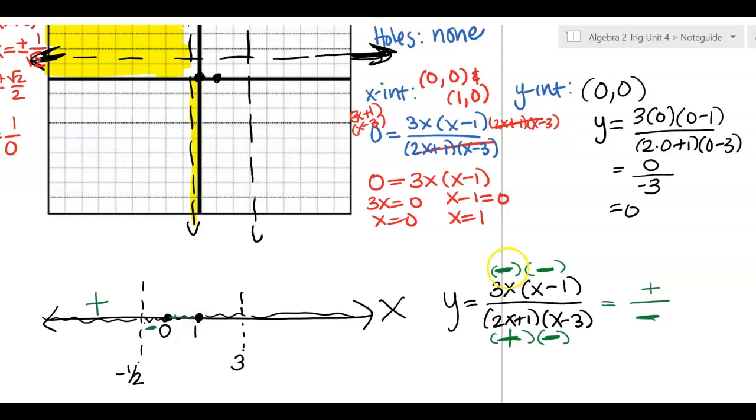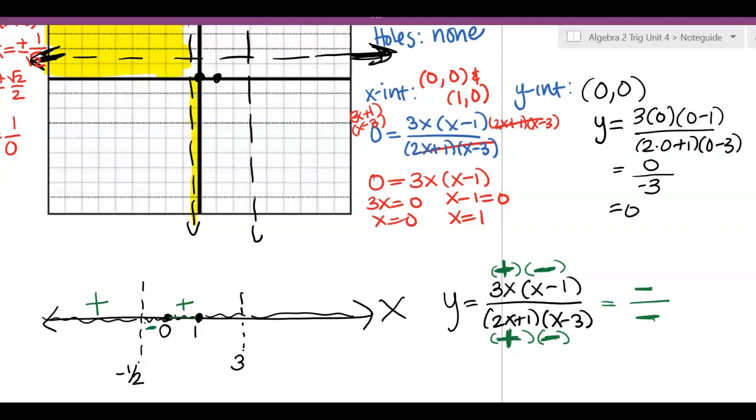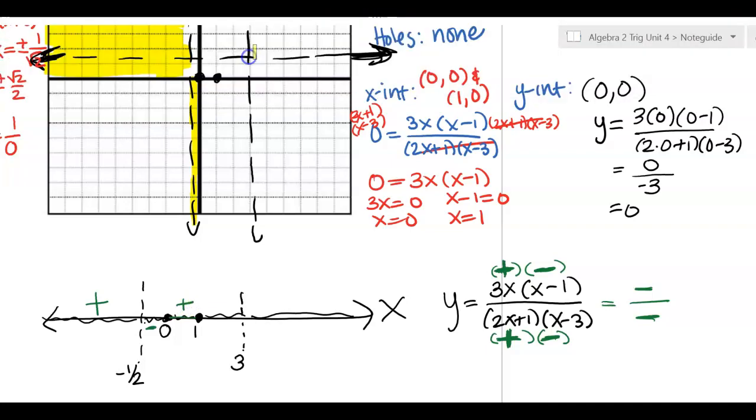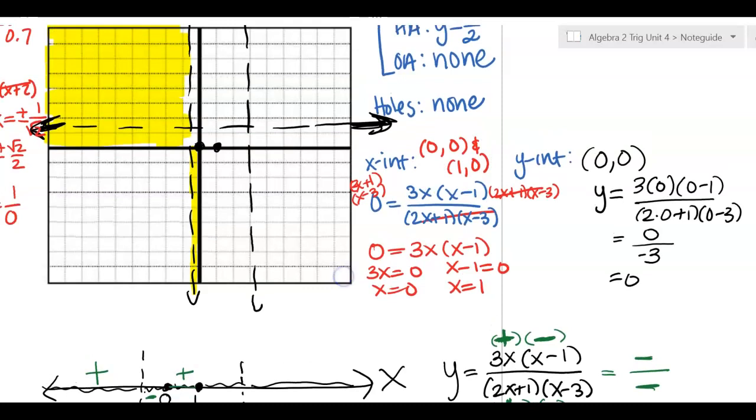If I plug in 0.5, this factor would be positive, this factor would be negative, this factor would be positive, and this factor would be negative. I would have a negative divided by a negative, which overall is positive. And for my graph, that means that when I'm looking at x values between 0 and 1, they only produce positive y values, and I can only graph in there.